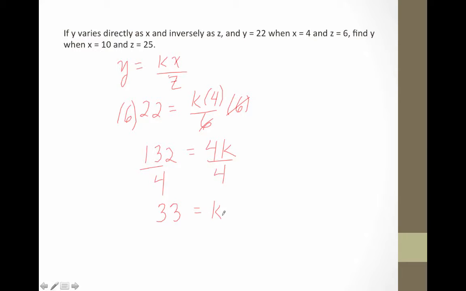And we want to know Y when X is 10 and Z is 25. So what is Y when X is 10? So 33 times 10, and Z is 25. So that's 330 divided by 25, which is 66 fifths, which is a fine upstanding answer, or 13 and 1/5, so 13.2.